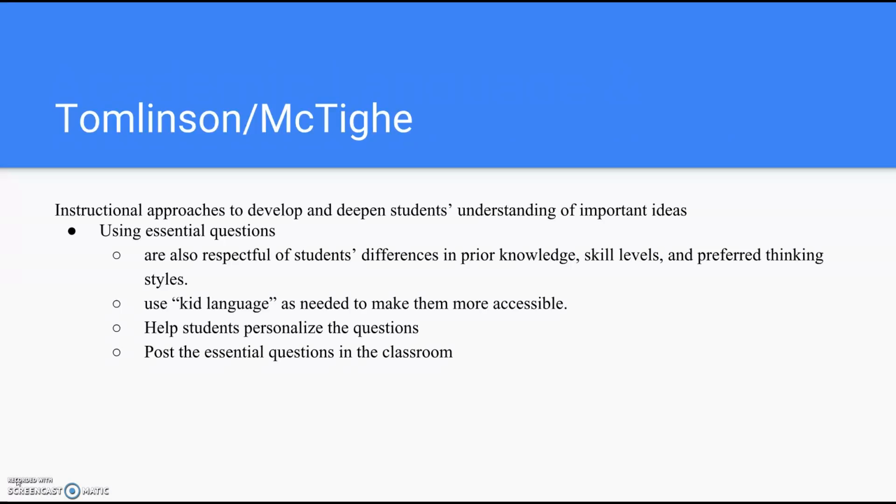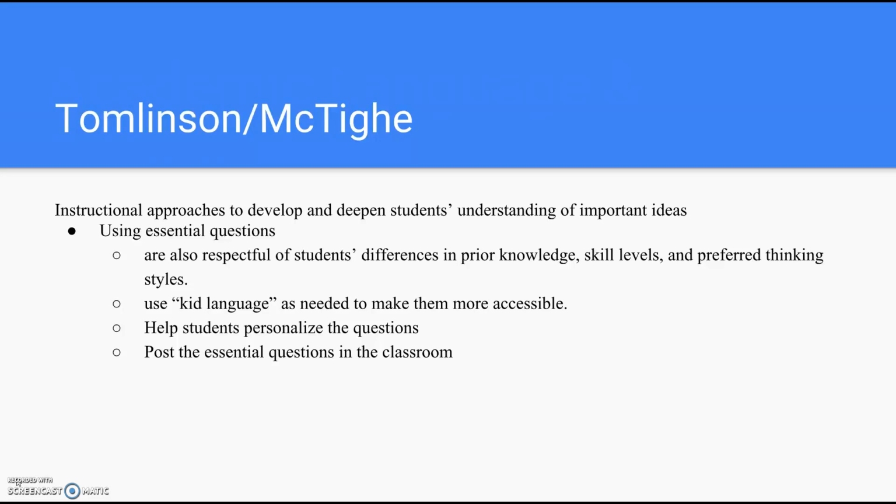What's really interesting is that they're respectful of students' differences in prior knowledge, skill levels, and preferred thinking styles. All students have some idea of how to answer the question. They know something, they have background knowledge, and so it's important to acknowledge that. And when you're using your essential question, it's helpful to use kid-friendly language, without all that jargon, and then it helps students personalize the questions, and then you can post it around the classroom.